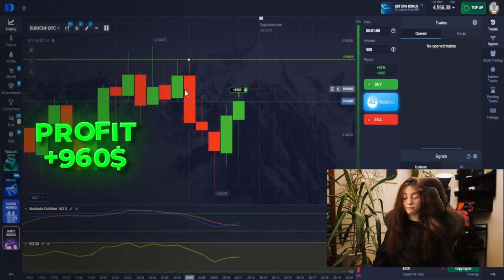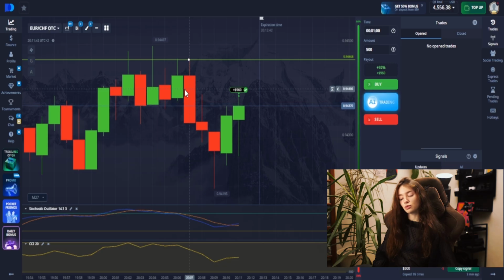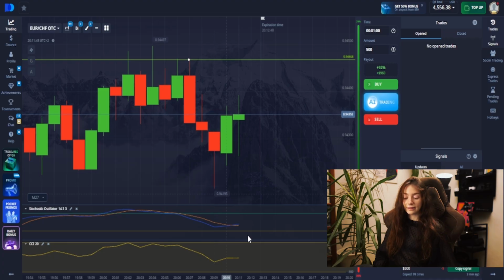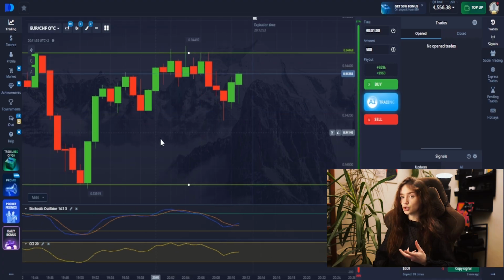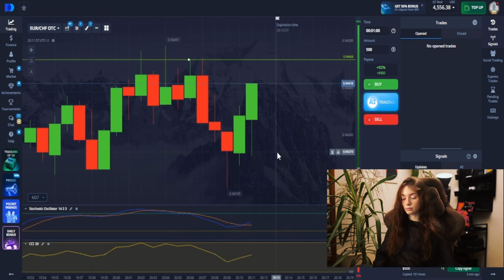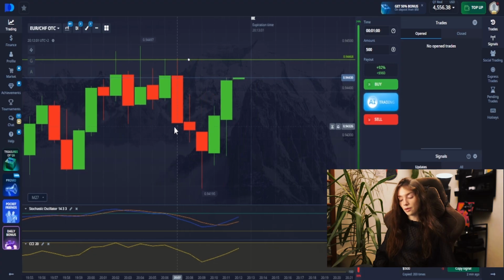Candle behavior confirms it, and we close in a strong profit. Congratulations, friends! Excellent. The indicators showed us the entry moment, the chart showed the overall trend, and we made the right decision. Now let's move to another currency pair and open another trade.